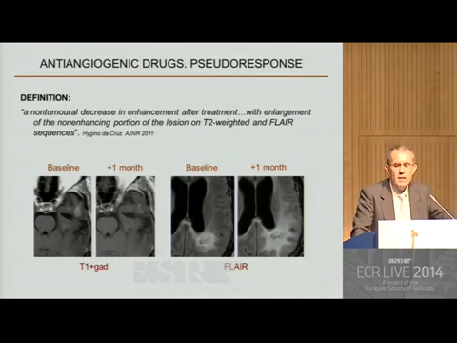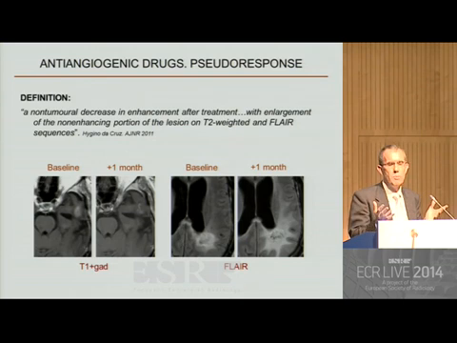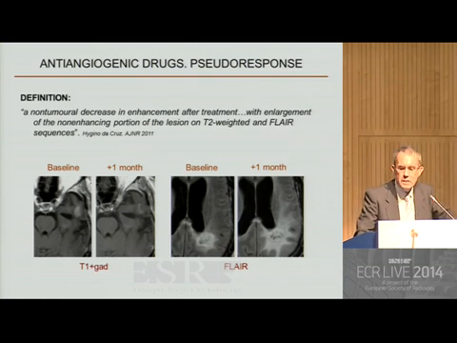And again, we can find a pseudo-phenomenon, the pseudo-response phenomenon. If pseudo-progression was a non-tumoral increase in contrast enhancement, this is the opposite. This is a non-tumoral decrease of contrast enhancement. We can define it as a non-tumoral decrease in enhancement after treatment with enlargement of the non-enhancing portion of the lesion on T2-weighted and FLAIR sequences. And this is one example.